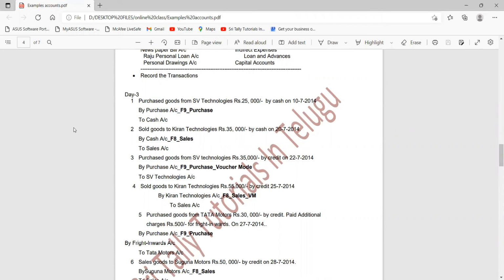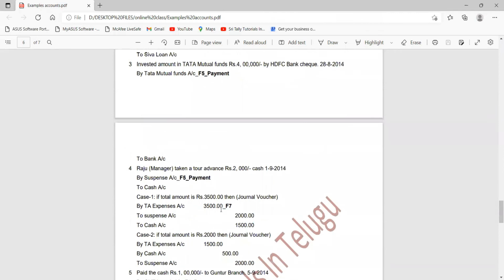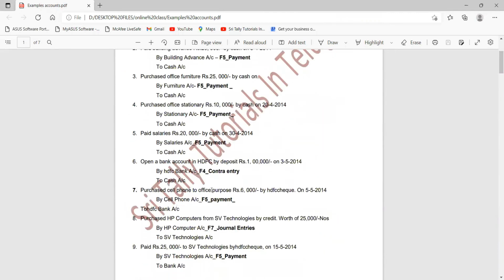So next, what we have? Purchase account we have. Purchased goods from SV Technologies by cash. Purchase debit to cash. Sold goods to Kiran Technologies by cash. Cash account debit to sales. Purchased goods from HV Technologies by credit. Purchase account debit to HV Technologies. Sold goods to Kiran Technologies by credit. Kiran Technologies debit to sales. So at the same time, we have so many here. We want to learn now how to create all these ledgers.